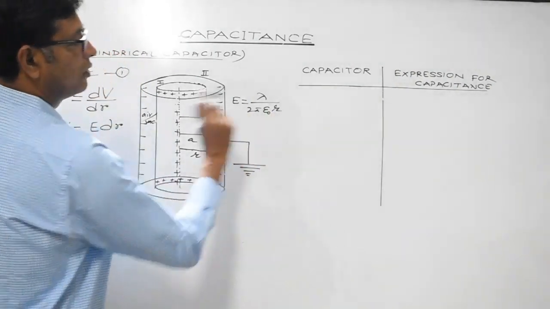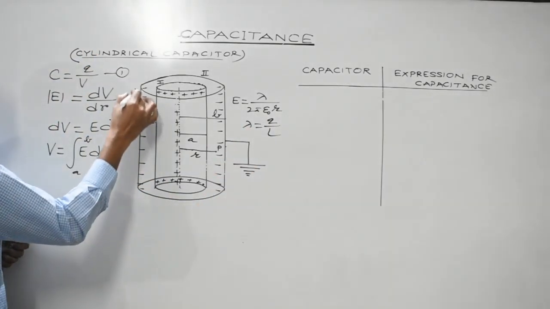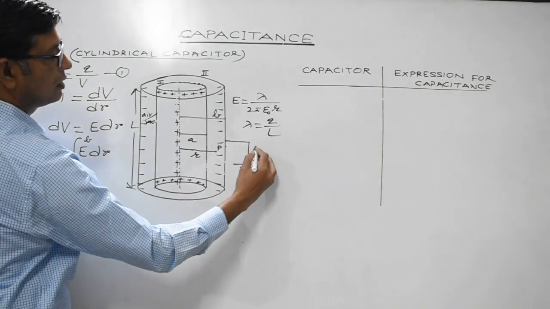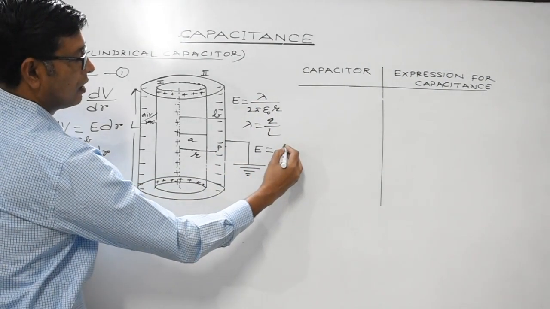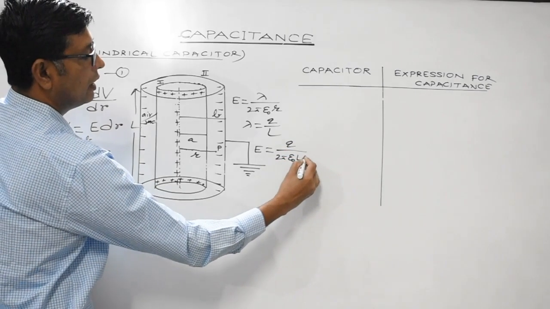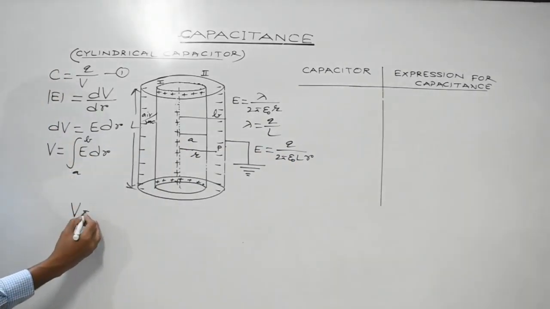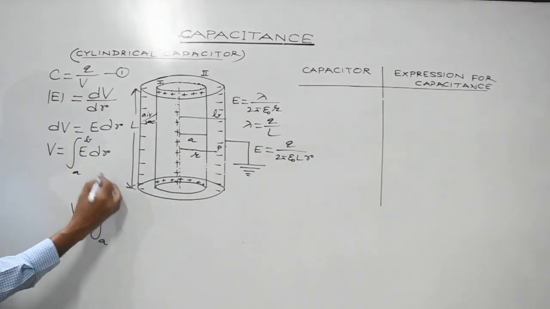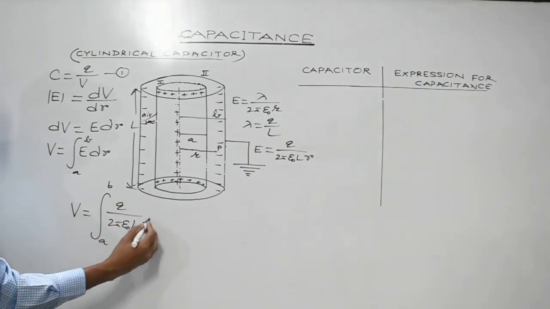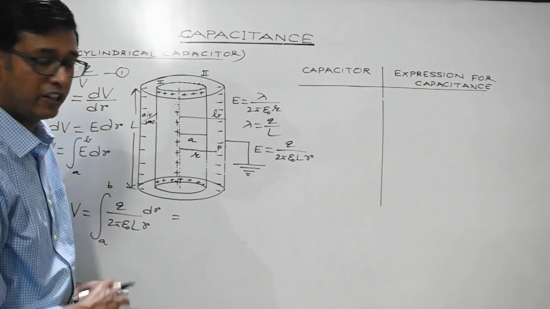So the electric field will be given by this, and lambda, you are aware, it's given by charge per unit length. If the length of this cylindrical capacitor is L, then E would be given by Q divided by 2 pi epsilon naught L into r, right? Let's substitute this value over here. So what you get is Q over 2 pi epsilon naught L, integral of dr by r. Constant term can be taken outside the integration.